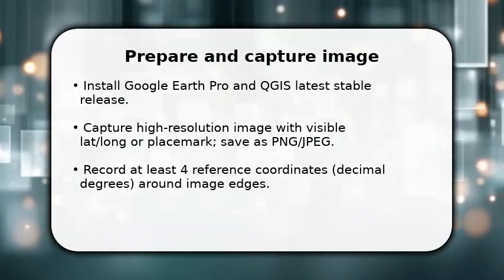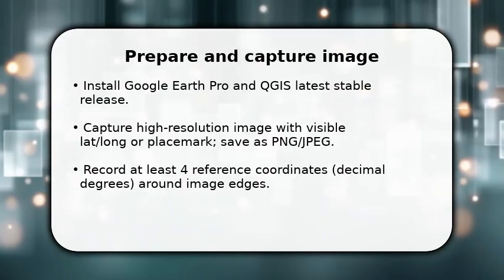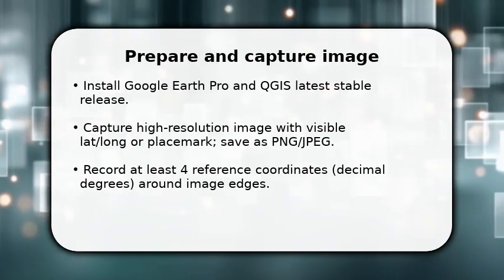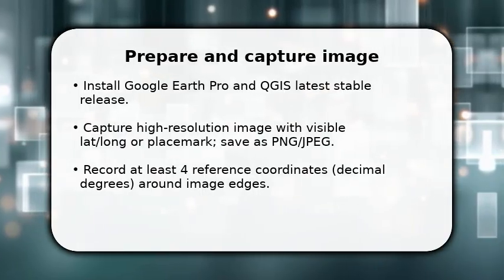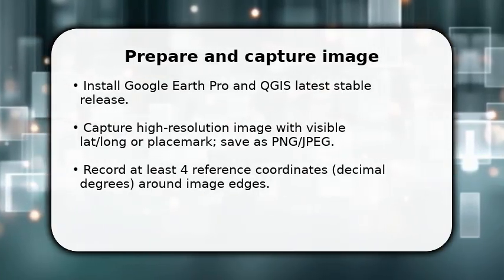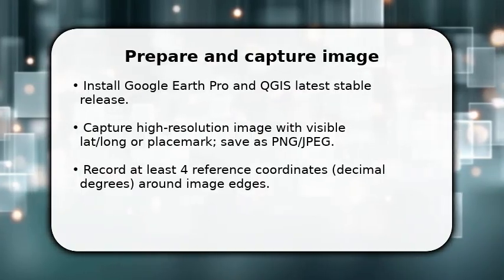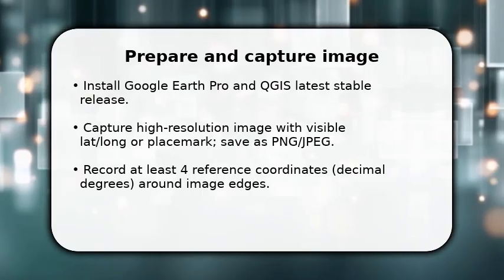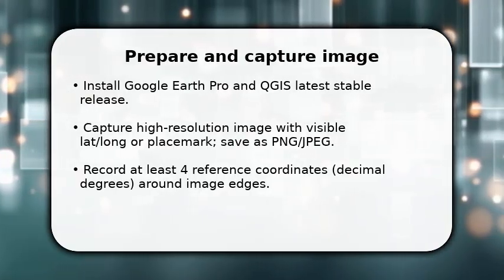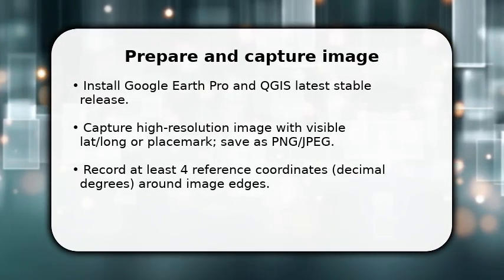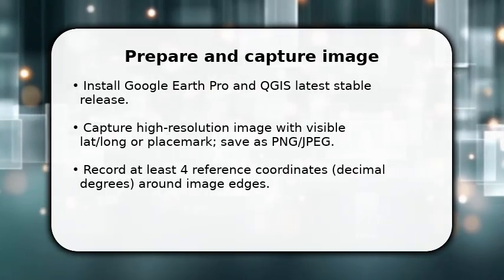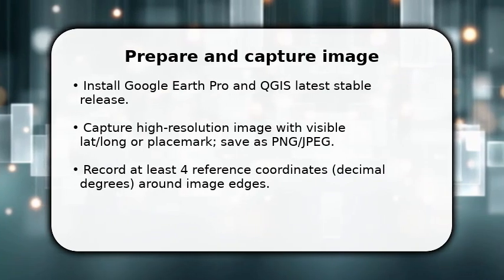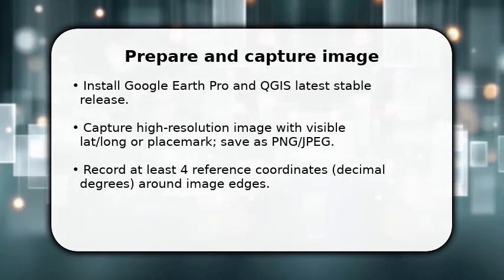You start by getting a usable image and clear reference points. Open Google Earth Pro, zoom to your area, enable lat/long and any place marks, then capture a high-resolution PNG or JPEG. You should immediately note or export at least 4 precise coordinates in decimal degrees around the image frame so you have control points. Once done, confirm the image projection is unknown and that QGIS is installed. Make sure file names are short and paths have no spaces.